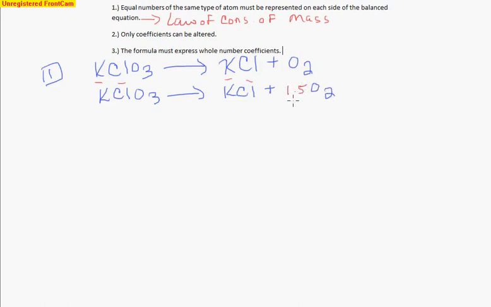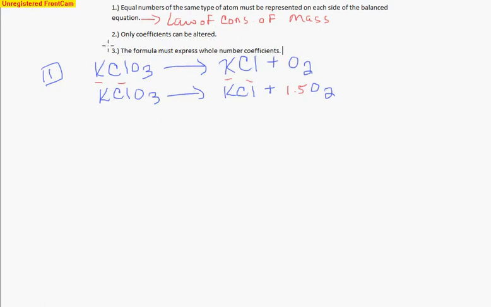Now what I like to do is check to make sure that I haven't made any error at all. On the left-hand side, I have one potassium, one chlorine, and three oxygens. On the right-hand side, I have one potassium, one chlorine, and 1.5 times 2 oxygens, which makes 3 oxygens. Now you might be tempted to say we're good and we could just move on. However, that's not technically the case.